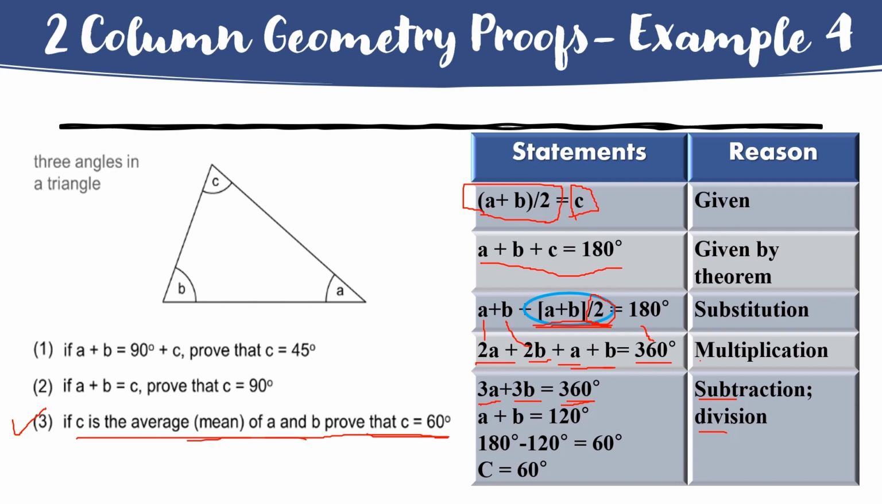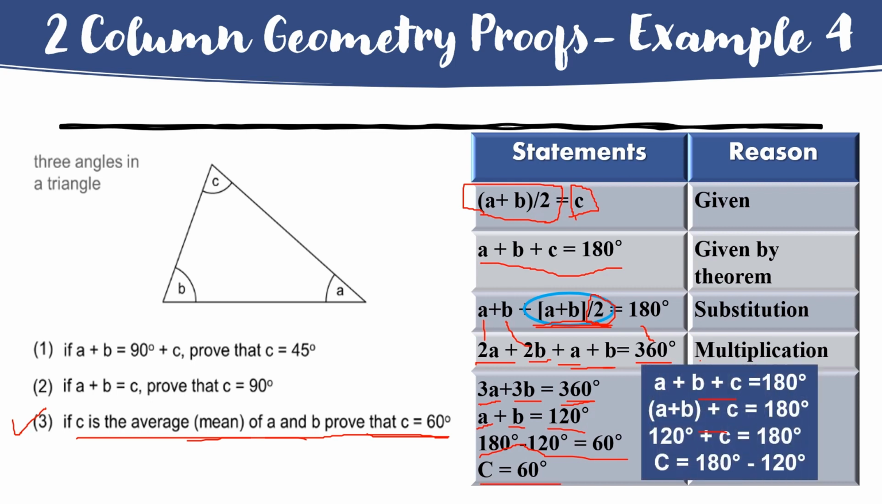After we get 3A plus 3B equals 360 degrees, we divide everything by 3 so that the variables don't have a number in front of them anymore. We are simplifying it, and we end up with A plus B equals 120 degrees. And that will give us 180 minus 120 equals 60 degrees, and we just proved that C equals 60 degrees. Now here in this box, I'm just trying to make sure I show you step by step how we got to the 180 minus 120 equals 60.